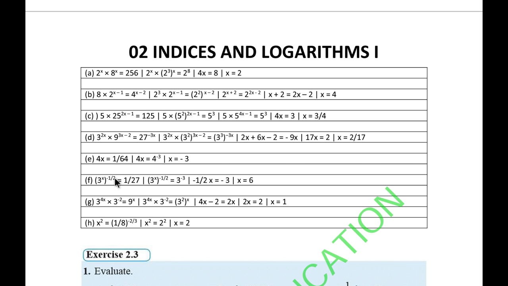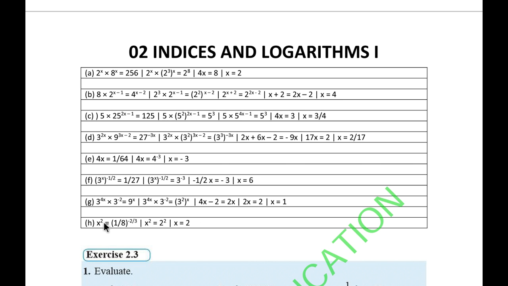The f one: 3 to the power x, to the power minus half, equals 1 over 27. That's 3 to the power minus half x, which is 3 to the power minus 3. So then minus half x equals minus 3. Then x equals 6. The g one: 3 to the power 4x times 3 to the power minus 2 equals 9 to the power x. So 3 to the power 4x times 3 to the power minus 2 equals 3 to the power 2 to the power x. So here 4x minus 2 and here 2x. Then after you solve it, 2x equals 2, x equals 1.